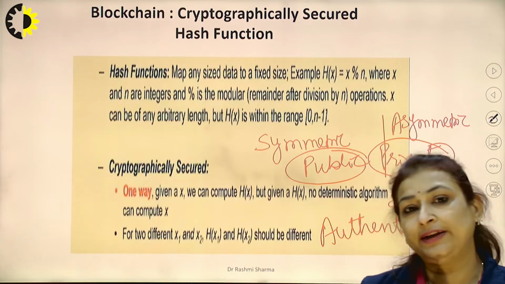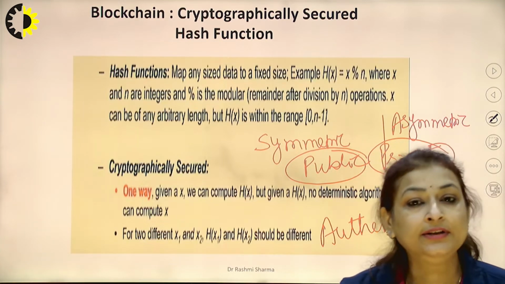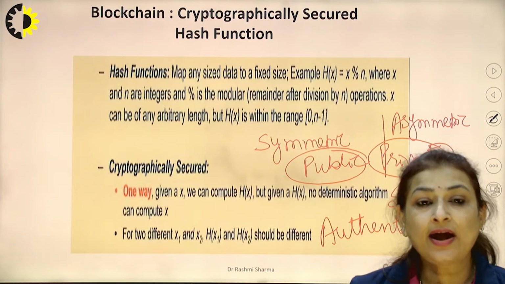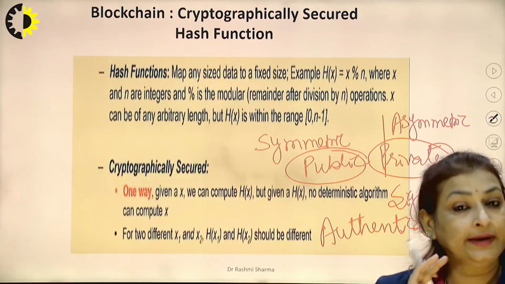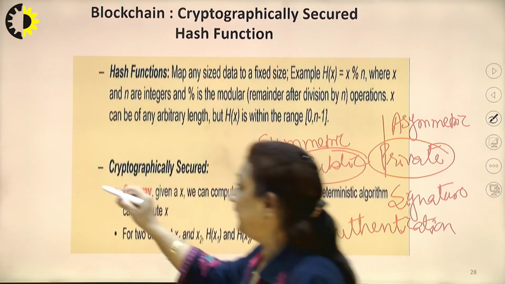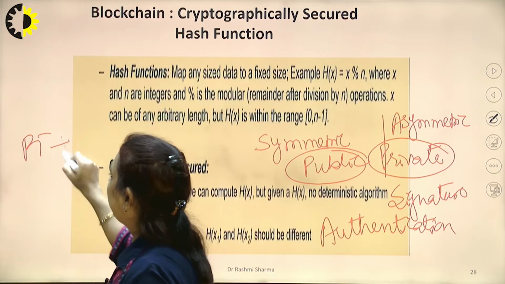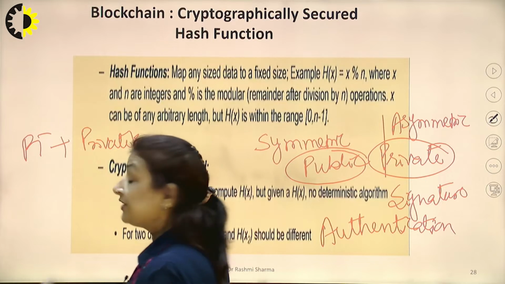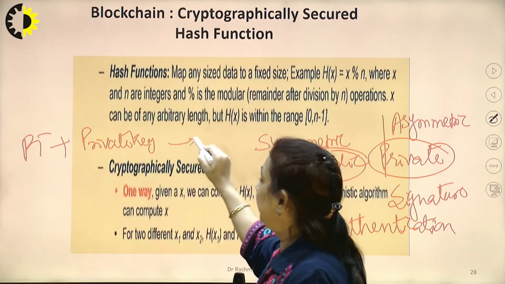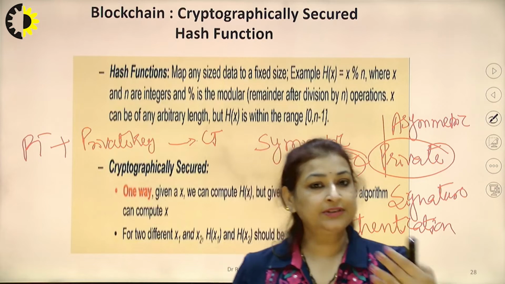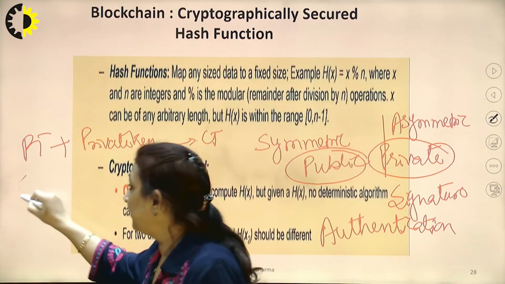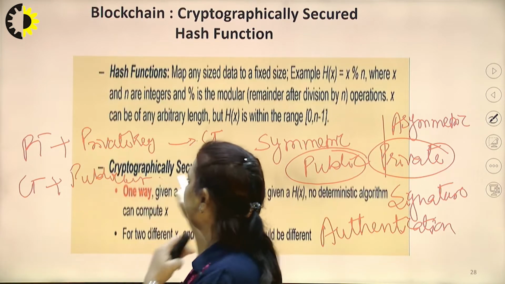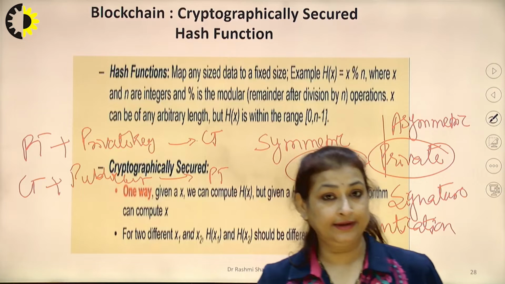And the same authenticity, when we are doing something in the digital form, how can we check that particular authenticity? If I am sending data, the plain text which I am sending is being encrypted using my private key, then that particular ciphertext can be sent. Then that ciphertext, using my public key, can be converted to the plain text.